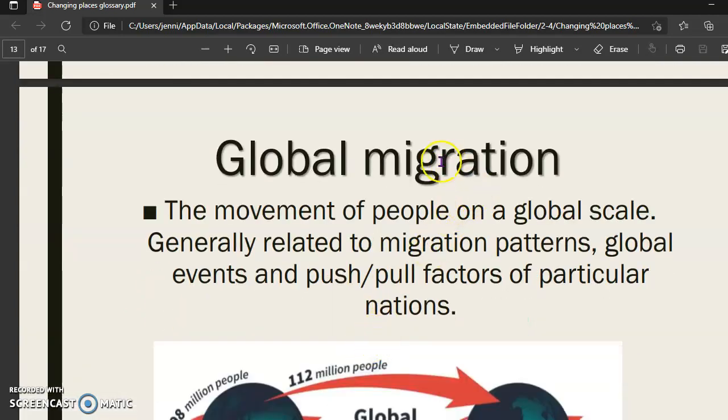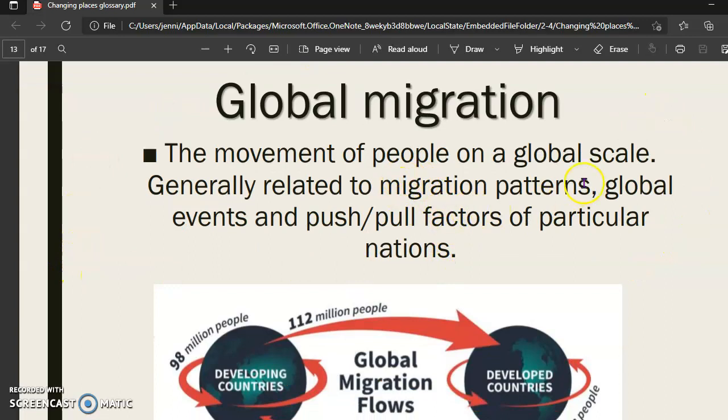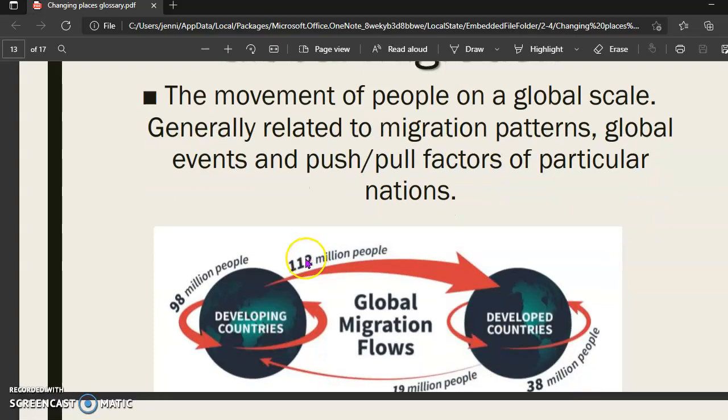Okay, so migration, global migration. This is the movement of people on a global scale between countries, so moving from one country to another. There are certain patterns that we'll see with regards to that, and in fact, I'll talk through this diagram in a second. Global events can lead to big migration crises. For example, the Syrian civil war led to, or still has led to, a big migration crisis in the Middle East and Europe, and push and pull factors come into play here.